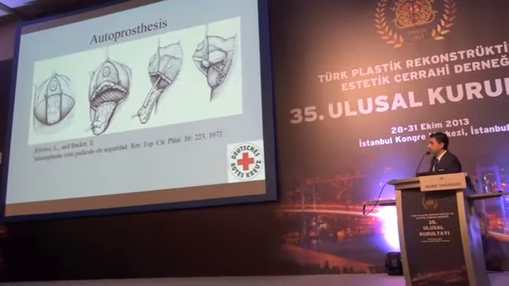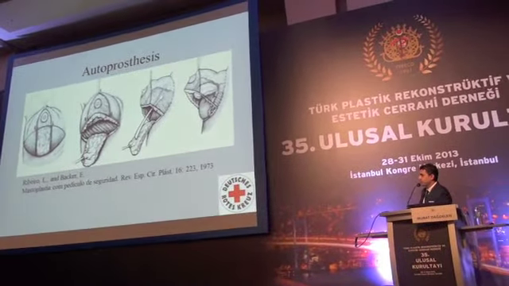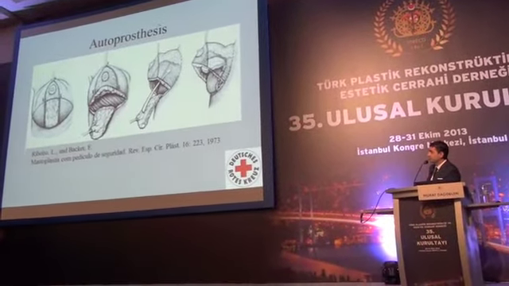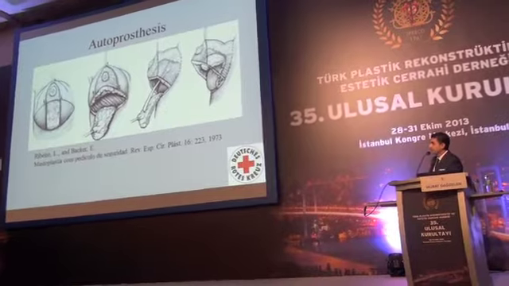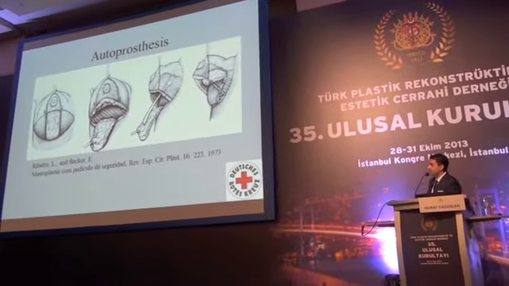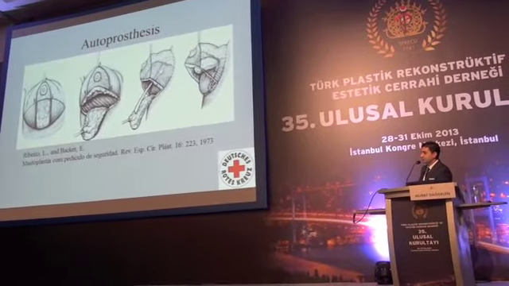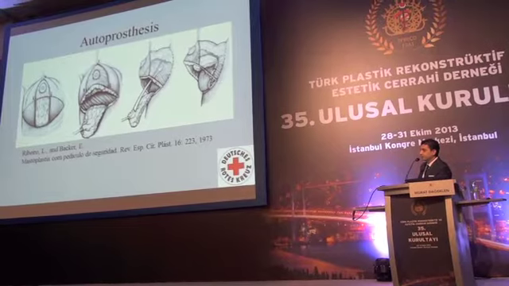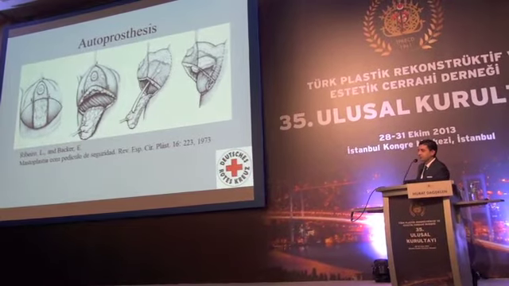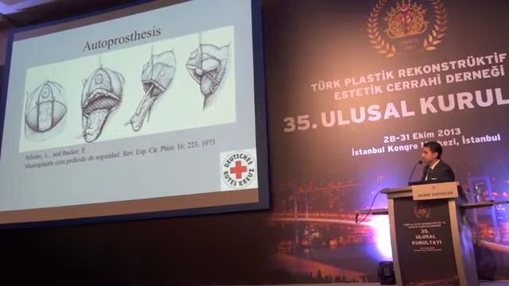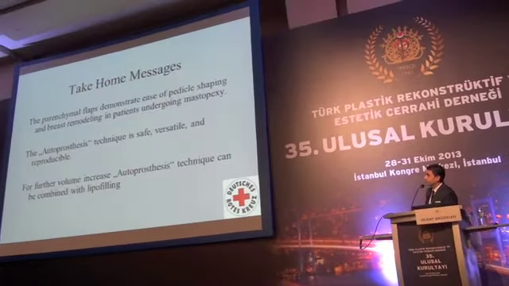The first use of autoprosthesis was described by Ribeiro and Becker in 1973 in Rio de Janeiro. Their technique is a combination of superior and inferior flap approaches. The nipple areola complex is based on a superior pedicle, and the inferior dermoglandular flap is tailored as a small autogenous implant, which is tailored and anchored to the pectoralis muscle.